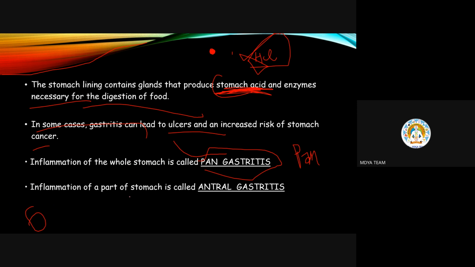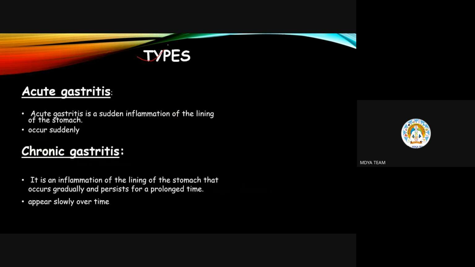Inflammation of a part of the stomach is called antral gastritis. If the whole inner mucosal layer of our stomach is getting inflamed, it will be called pan gastritis. If only one particular region is getting affected, it will be called antral gastritis. Now the types are acute gastritis and chronic gastritis. The name acute itself gives a sense of a short period, a little less dangerous. Chronic, as the name itself shows, is a long prolonged disease along with a high risk of problems.